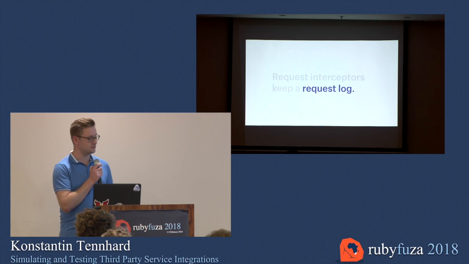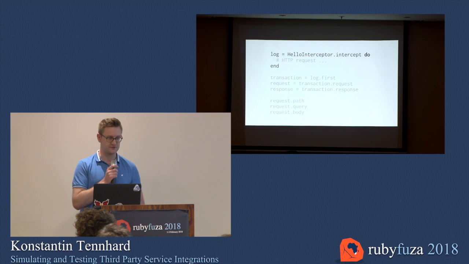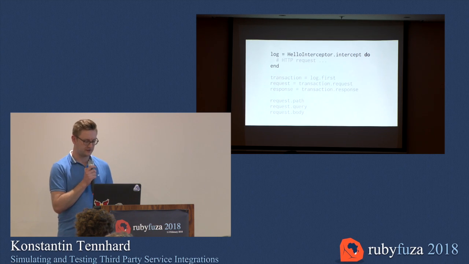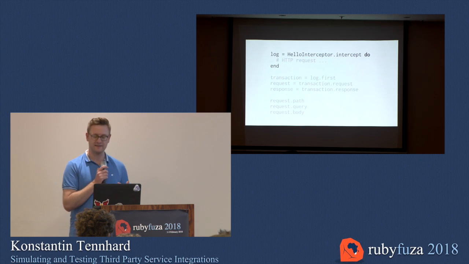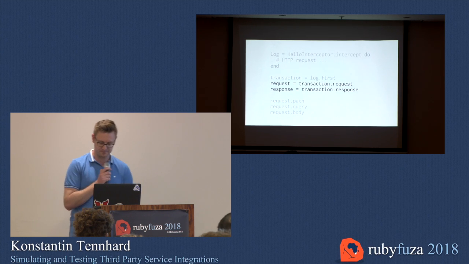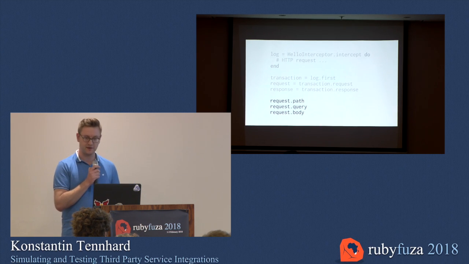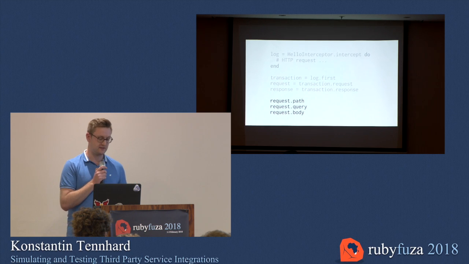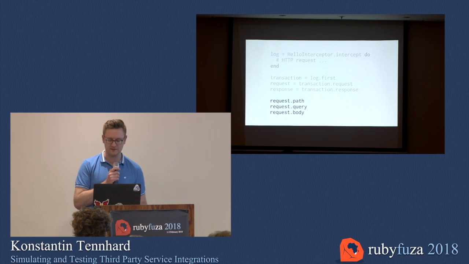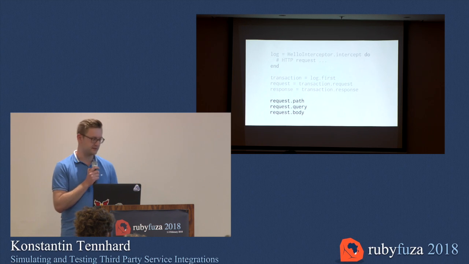For that purpose, the request interceptor keeps a request log. And that is what the intercept method returns. In this example, I omitted the actual HTTP request, but let's assume we made at least one request. Then we get a log of transactions. And any transaction is comprised of a request and a response. And then the request gives you methods like the path, the query, the body that you can assert on. And there's also a corresponding predicate method that allows you to quickly check, did the path match a particular regular expression, did the body include a string, and so forth.